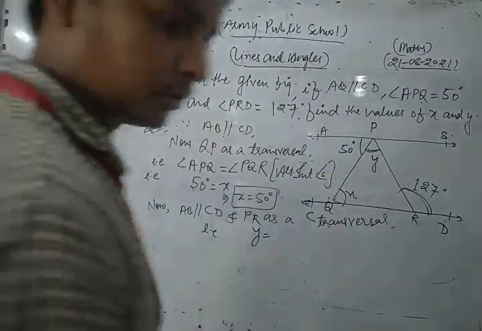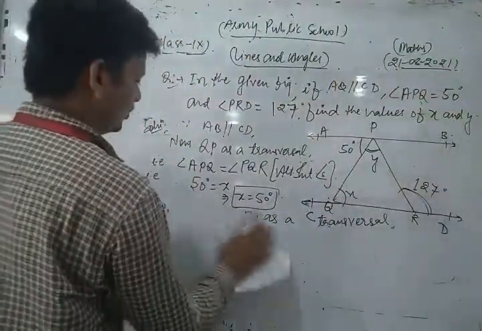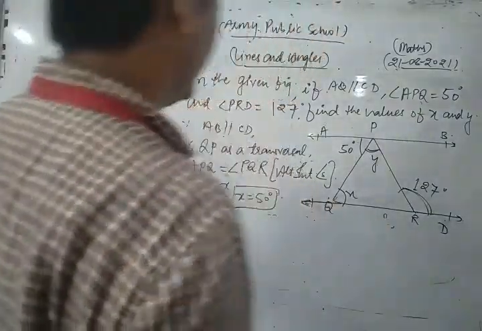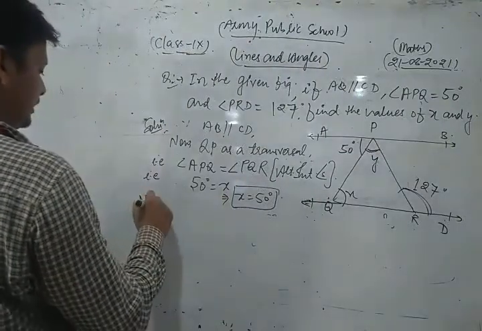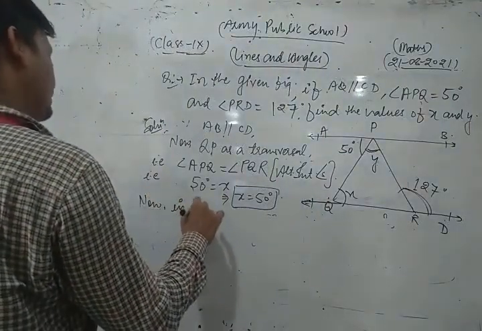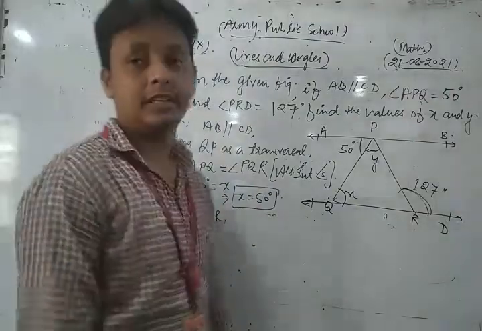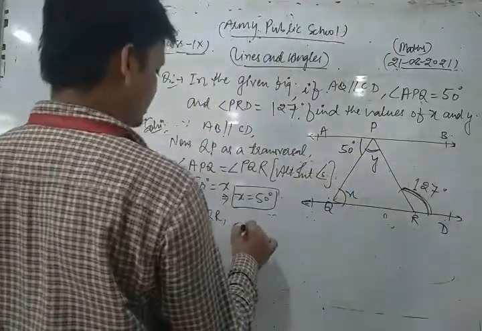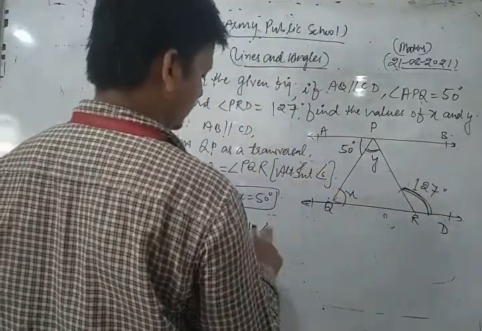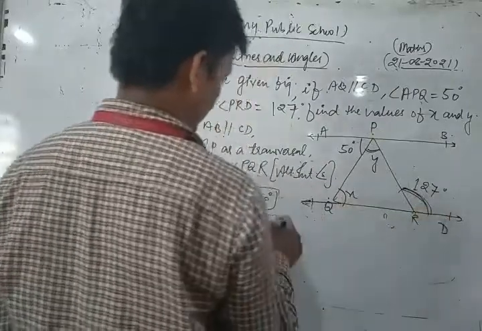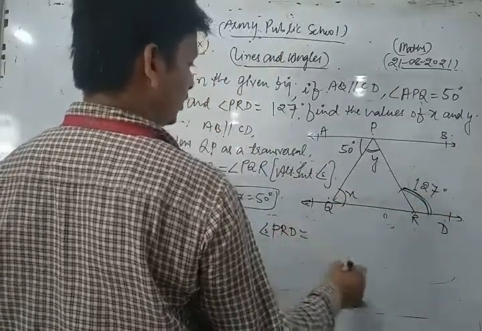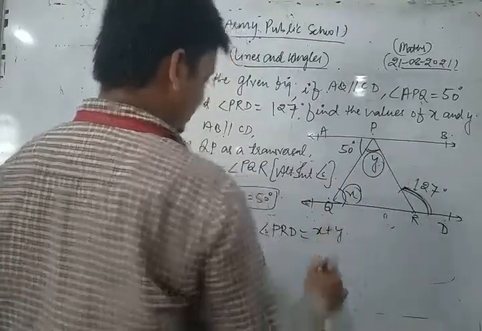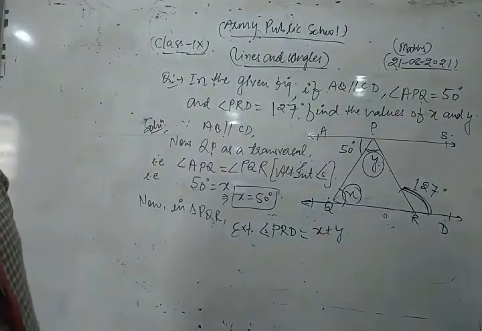Now we take some other important concept here. In triangle PQR we apply the exterior angle property. This is the exterior angle, so exterior angle PRD is equal to the sum of its two opposite interior angles, meaning angle x plus angle y. This is according to the exterior angle property.